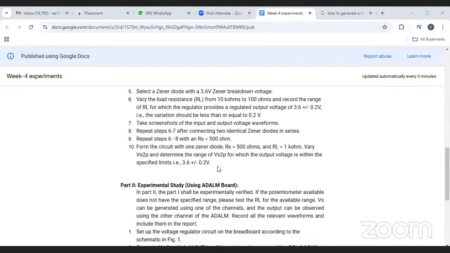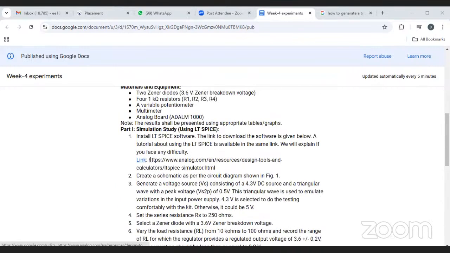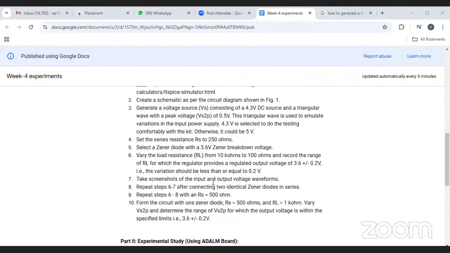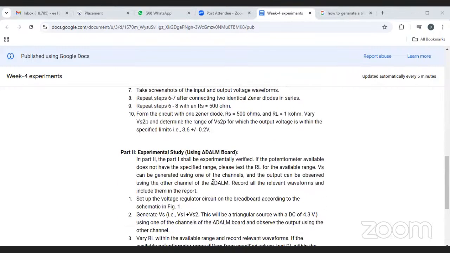Hopefully this is a very easy software and you will be able to do it by yourself. There are ample YouTube videos, and there are some sources in this link as well, analog dot com resources, design and tools. This is just the basics of LTspice, and you'll be able to do that.